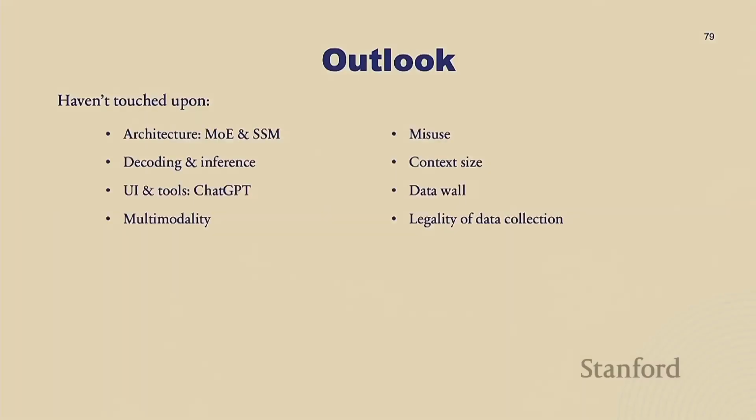Outlook. There are many things we haven't talked about. We haven't talked about architectures. We definitely haven't talked about inference. There are many other things that are important with LLMs. What is the UI that you use? I mean, arguably, with ChatGPT, the big novelty was just having a simple UI to use it. Multimodality, what are all the misuses you could have? The fact that there might not be enough data on the internet to train all these models, legality of data collection, so many other things.